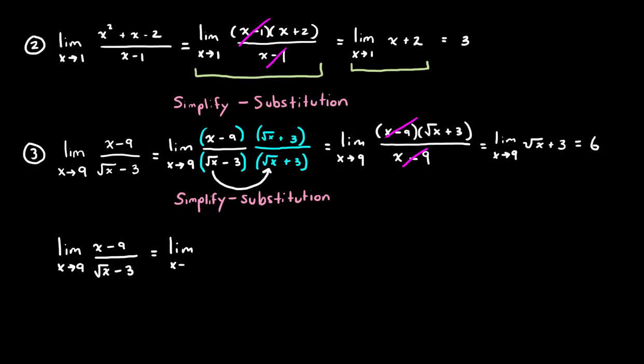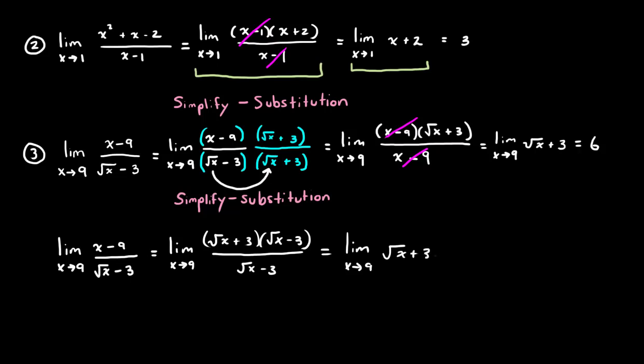If you factor the numerator, we will have radical x plus 3 times the quantity radical x minus 3, and then the denominator is radical x minus 3. We cancel out the quantity, and we have the limit as x approaches 9 of radical x plus 3, which equals 6, which is consistent with the other way we did it. So in this case, you can use either method, but you definitely need to be aware of the conjugate method in addition to the factoring method.